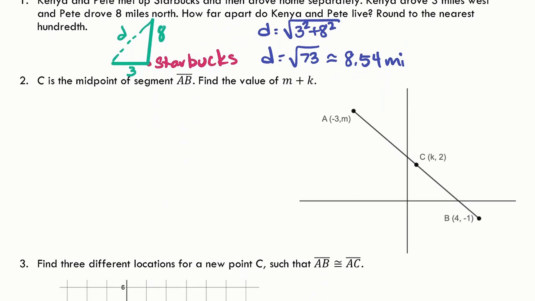Thank you. For number 2, C is the midpoint of this line segment from A to B. We want to find the value of M plus K. So let's start with K. If C is the midpoint between A and B, what can we do to find K?